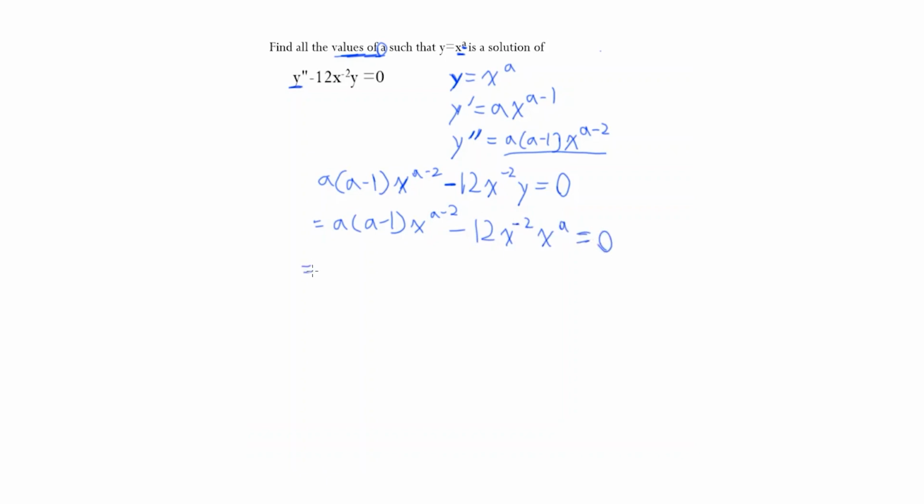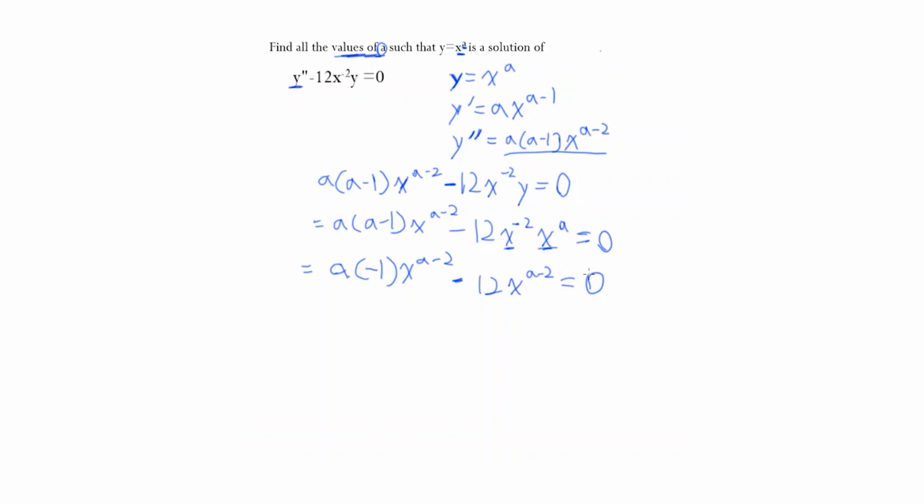Okay, now we can simplify things out, mainly on the second half of this equation. As you can see, both the bases are the same, x and x, so therefore we can just add the exponents together, which gives us x to the a negative 2 is equal to 0.